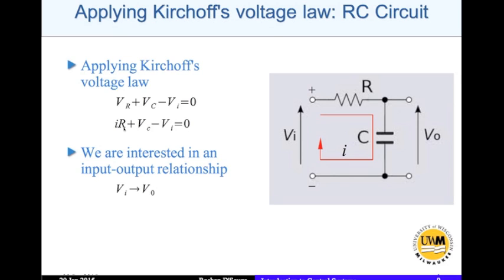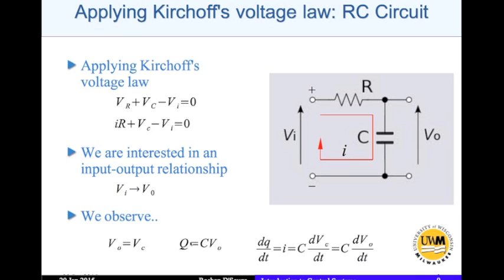We know that Vo is Vc. I already said that. The charge in the capacitor is given by capacitance times the voltage drop across the capacitor, which is Vo. If I take this and differentiate with respect to time, I get the current through the capacitor, and the current through the capacitor is C times the rate of change of voltage across the capacitor, which is dVo by dt. Capacitance is constant with respect to time, therefore you don't apply the chain rule here.